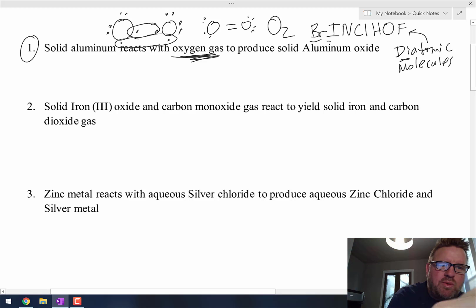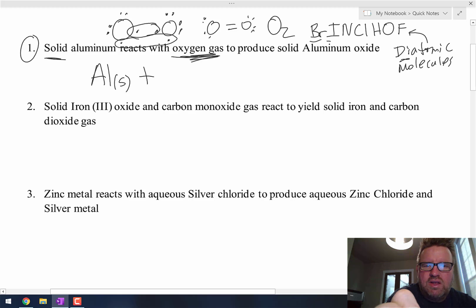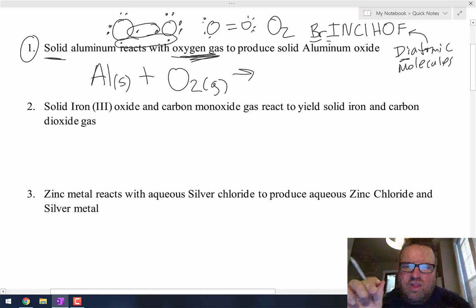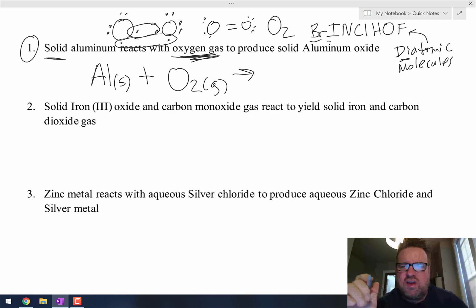So here on number 1, where it says solid aluminum, we write Al. And again, if we want to, we can put that S afterwards, which stands for solid, reacts with, so plus, oxygen gas, so here it is right there, O2 gas, to produce solid aluminum oxide. Now, I'm not going to test you on this, but you should be familiar with it. I know that some of that naming stuff from Chemistry 1 is still a little bit challenging, so I just want to practice this a little bit more with you.